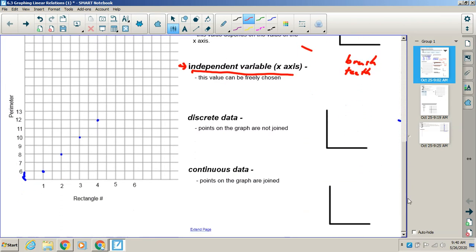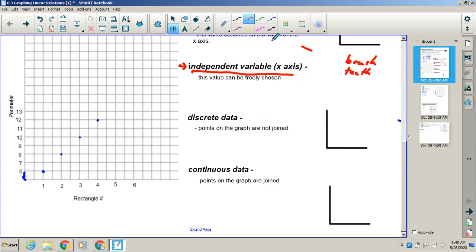The other thing that you need to know a little bit about is something called discrete data and continuous data. Once we plot points, people always want to just go ahead and join these points together to form a graph. Now, we don't always join points on graphs, and discrete data points are not going to be joined. For example, in this one, I didn't join the points.